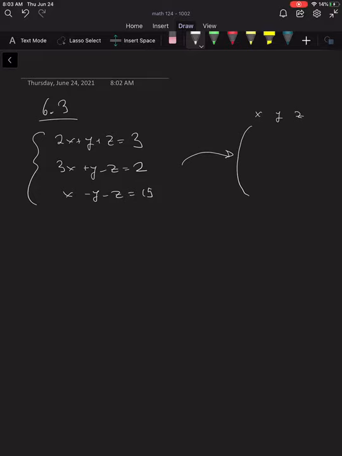So we have a column for x, y, and z. We have to take care of these equal signs. The way we usually do that is with this vertical bar. And on the right-hand side go the numbers. What we put here are the numbers in front of the variables. So we have a 2 in front of the x, a 1, and a 1, and then 3. The next row, we would have 3, 1, minus 1, and then 2. And then the last row, we have 1, minus 1, minus 1, 15.